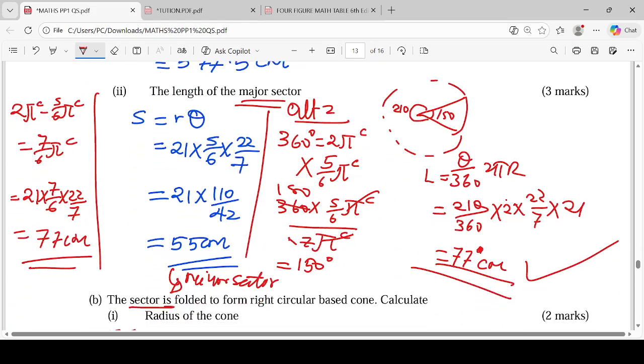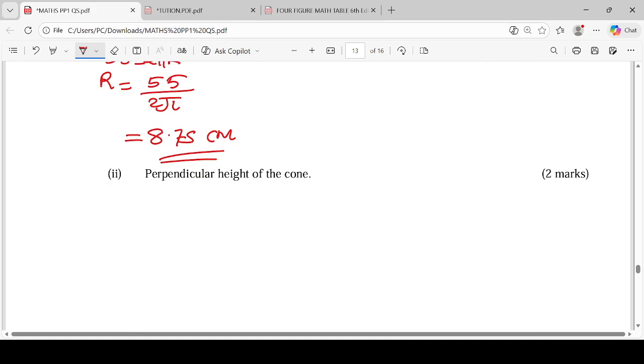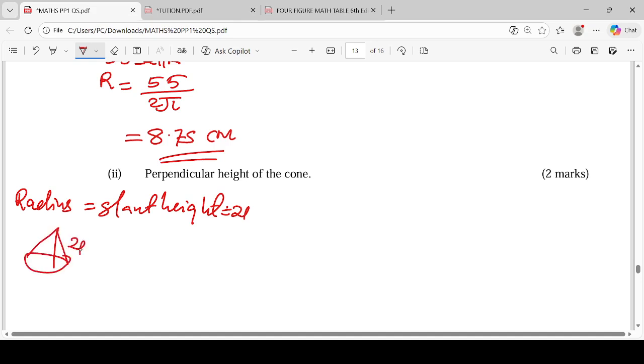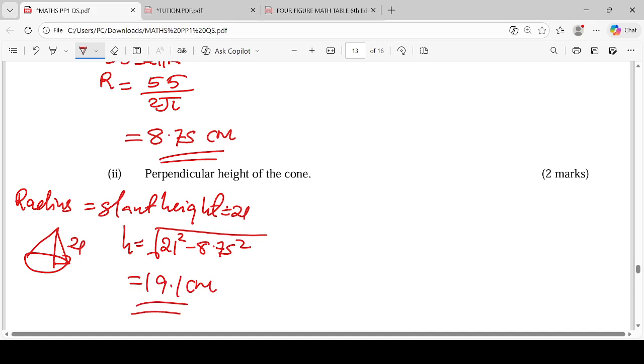Take note of this question well. The perpendicular height of the cone. I want you to understand that the radius of the sector becomes the slant height of the cone when curved. So this means that the slant height of the cone becomes 21. I found the radius, so I can get the height. The height will be given by the square root of 21 squared minus 8.75 squared, and this gives 19.1 centimeters.